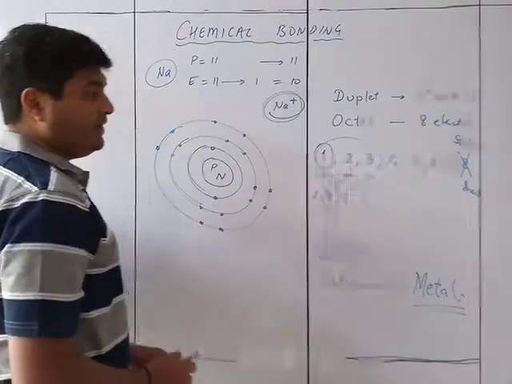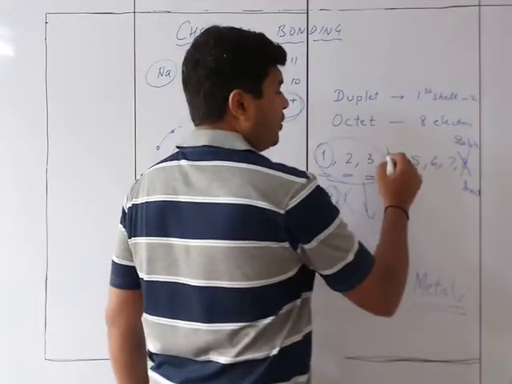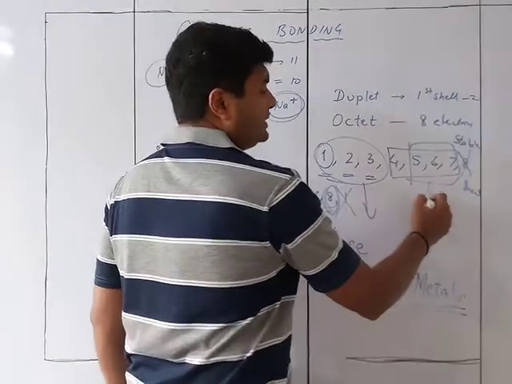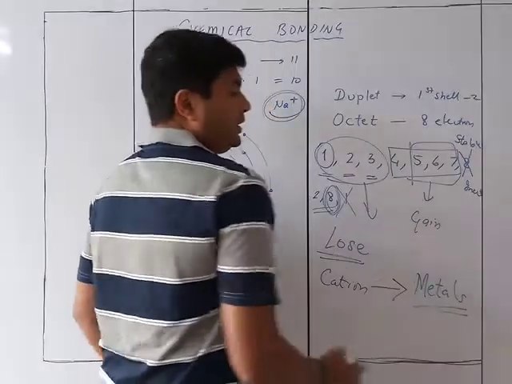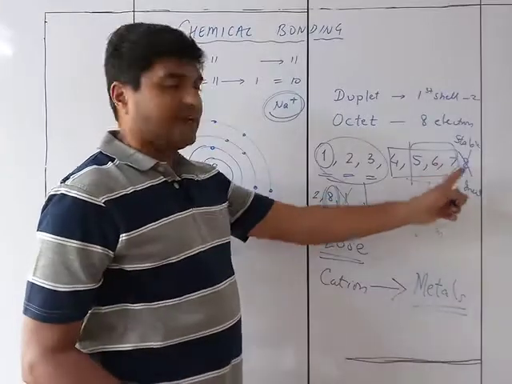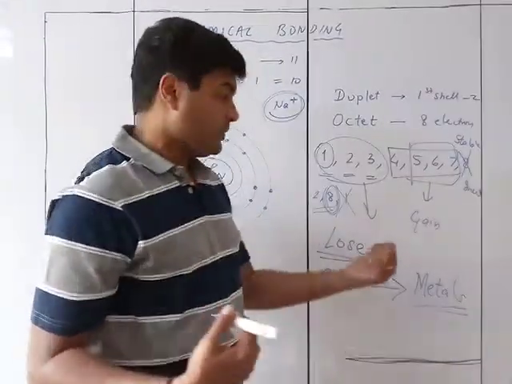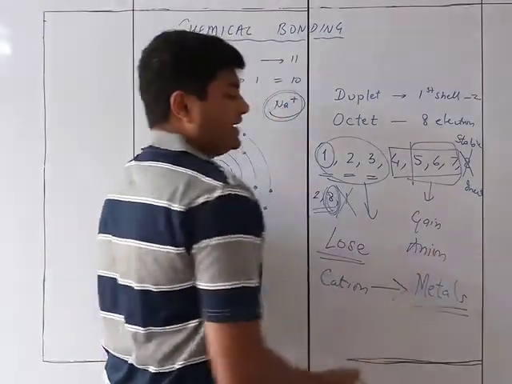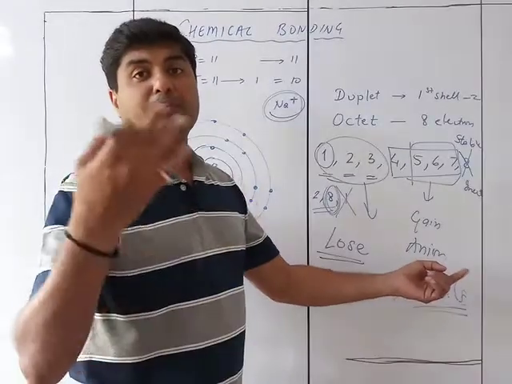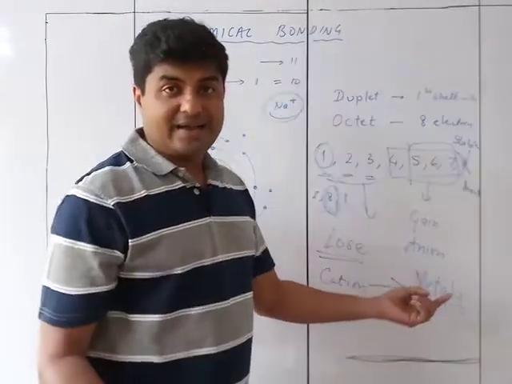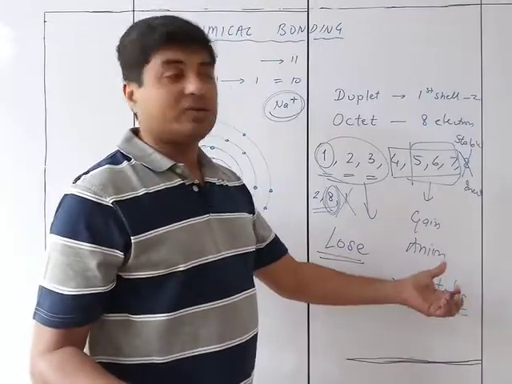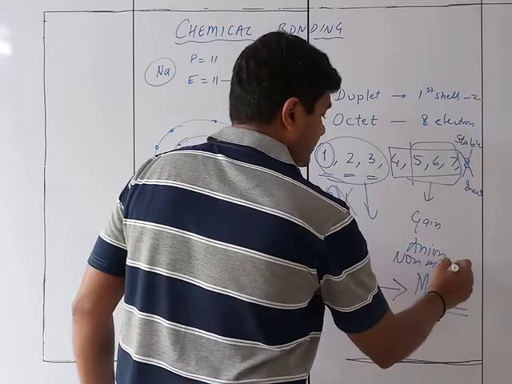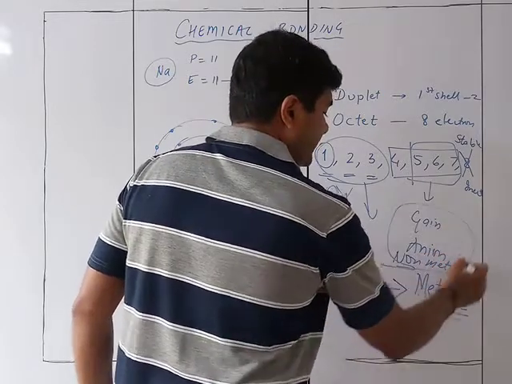Similarly, if we have 4, 5, 6 and 7, normally 5, 6 and 7 much more, these are going to gain electrons, because this can gain 3, this can gain 2, this can gain 1. When they gain electrons, they become anions, negatively charged particles. That is why they are called non-metals.